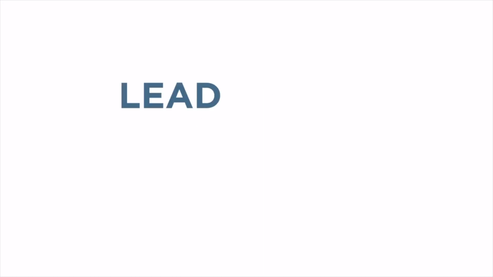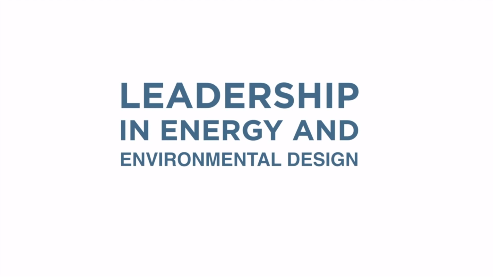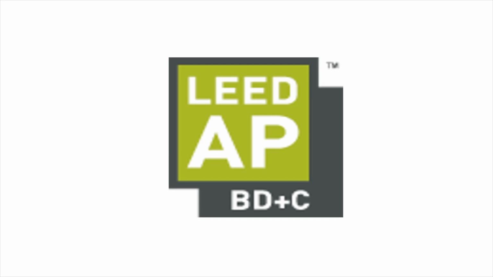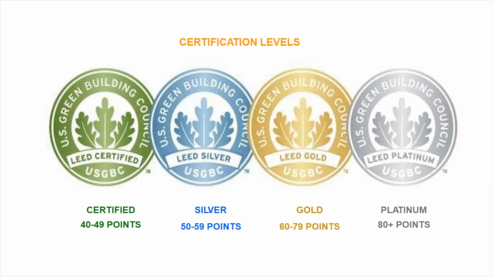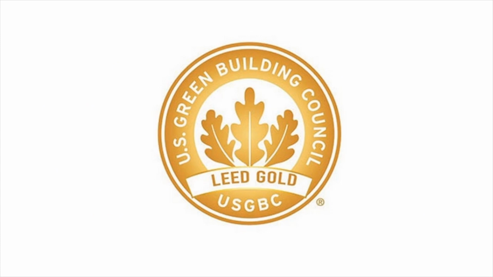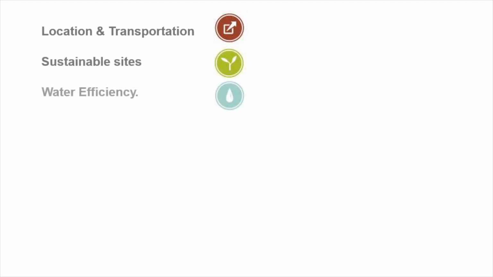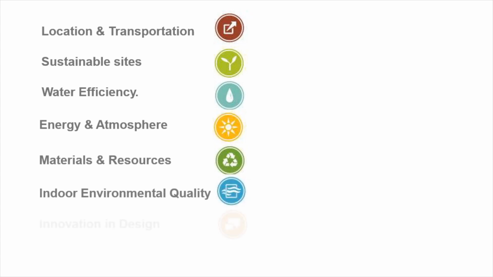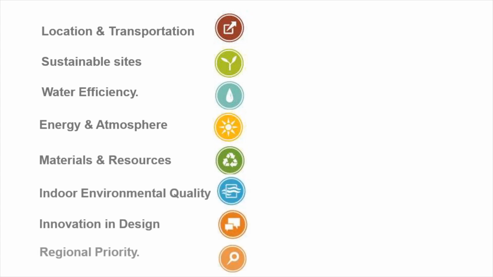LEED, Leadership in Energy and Environmental Design. In our project, we are going to use LEED BD+C, building design and construction, as an assessment method for our project, in which we are targeting a gold rating certificate. Our target is between 60 to 79 points out of 100. LEED will evaluate the project and its environmental impact by assessing the following: location, sustainable site, water efficiency, energy and atmosphere, material and resources, indoor environmental quality, innovation, regional priority.